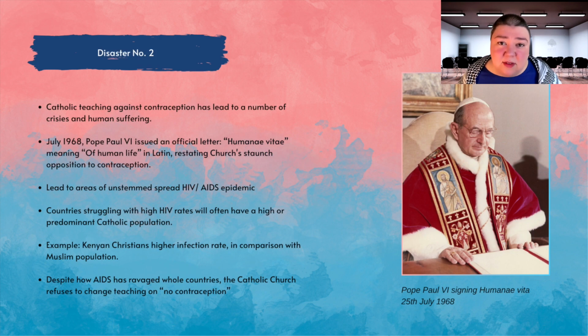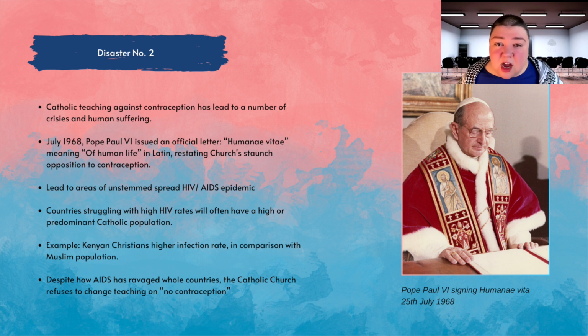crises and human suffering. As a continuation of a long tradition, in July 1968, Pope Paul VI issued an official letter called Humanae Vitae, meaning of human life. In it, he restated the Church's staunch opposition to contraception. One of the impacts of such teaching has been the unstemmed spread of the HIV virus and the AIDS epidemic.